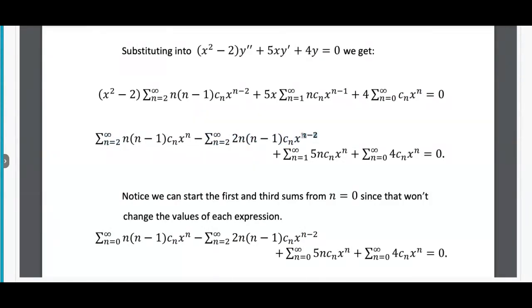But this still has n minus 2 as exponent. Then we have this one, 5x and n minus 1. Well, multiply 5x inside. So x times x raised to n minus 1, it's just an x term, becomes x raised to n. Then we have this one. 4, we can put it inside the summation sign.